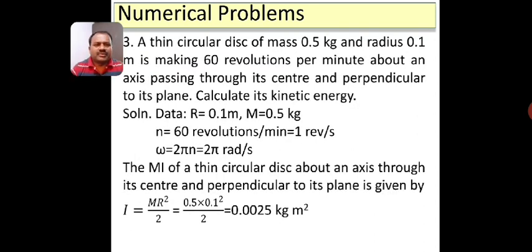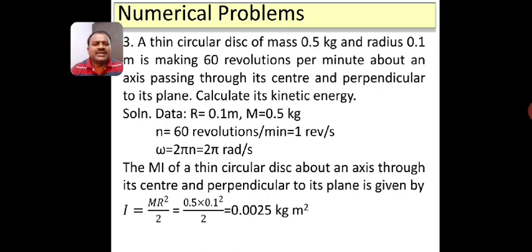Next, the third problem: a thin circular disk of mass 0.5 kg and radius 0.1 meter is making 60 revolutions per minute about an axis passing through its center and perpendicular to its plane. Calculate its kinetic energy. We all know that the kinetic energy of a circular disk, or in general any rigid body, is given by E is equal to half I omega square, where I is the moment of inertia and omega is the angular velocity.